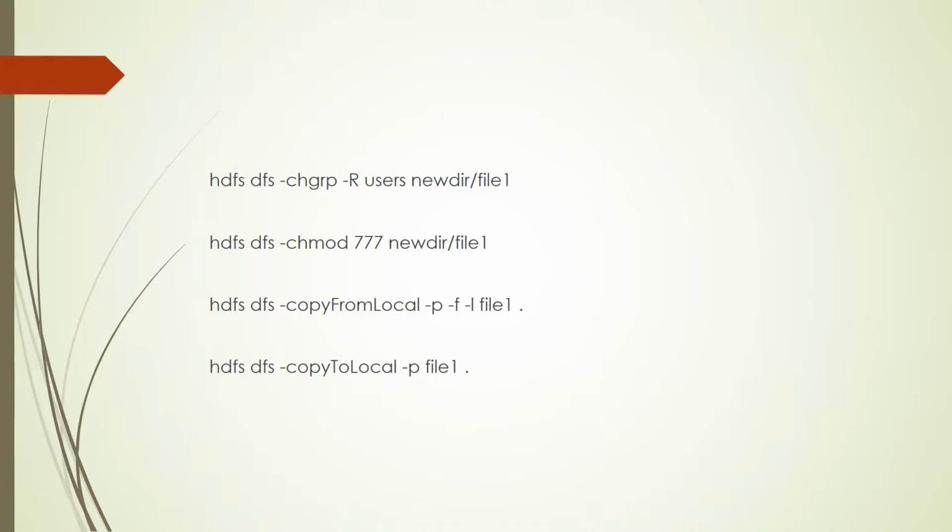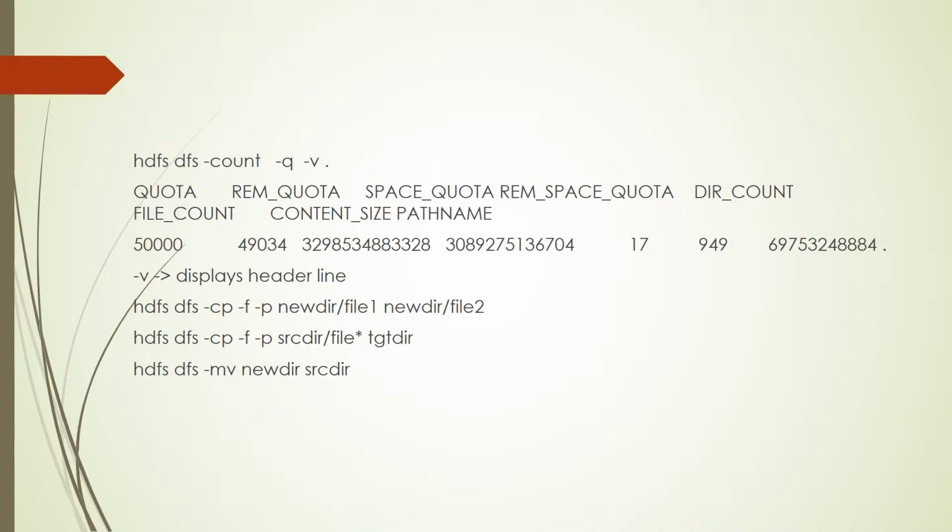Copy to local, it will copy the file from Hadoop to the local system. -p, preserve the permissions. Count command. -q, -v. -q, it will display the quota, the number of files quota and the space quota present and used, and the directory count, file count and the total file size. Copy command, it will copy from one Hadoop directory to another directory. When you use multiple source files, then the target should be a directory.